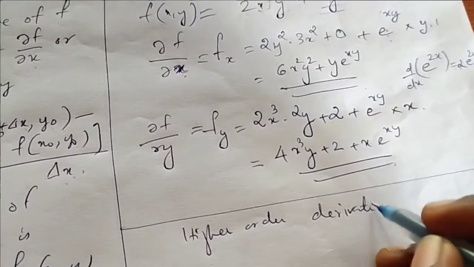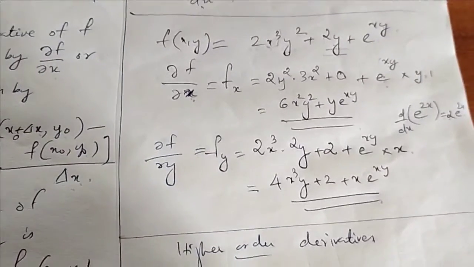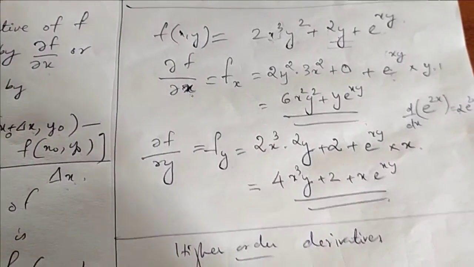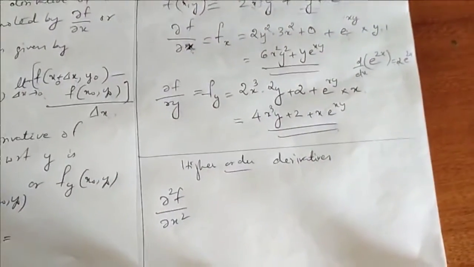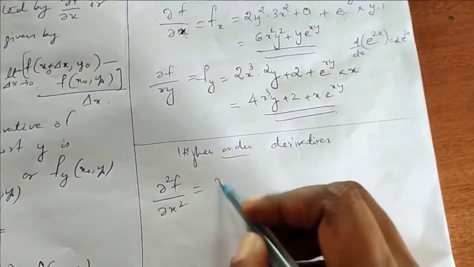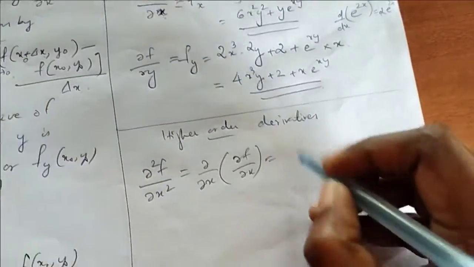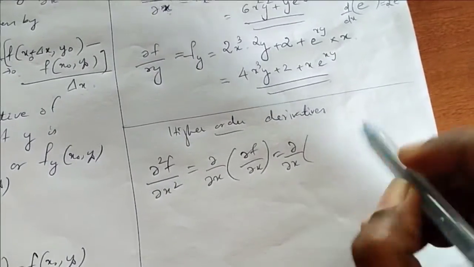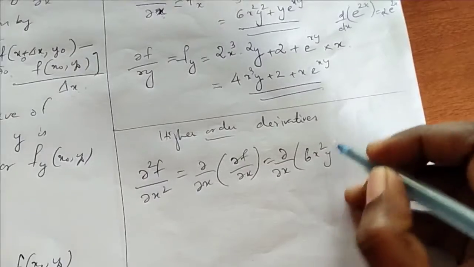Higher order derivatives. That means second derivative, third derivative, etc. So from this example also we can find ∂²f/∂x². What is ∂²f/∂x²? It is ∂/∂x of ∂f/∂x, which is 6x². We have already found this.